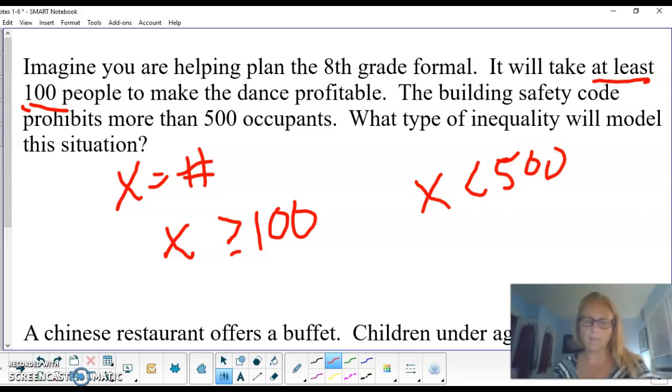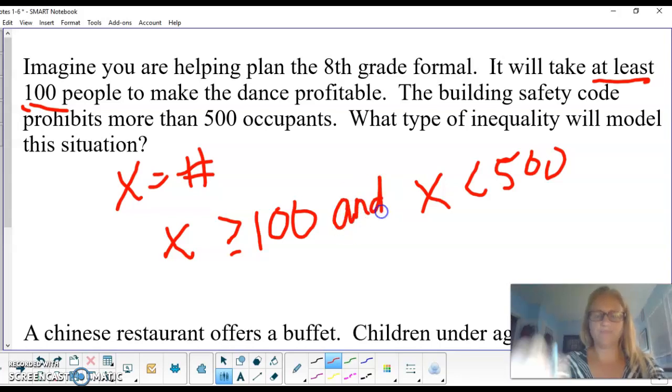Now, we can't stop here because we need more clarification. Because if I would say this is the answer, well, I would say to you, well, then 20 people can go to the dance because it fits in that one. But it also has to fit in both of them. It has to fit in this inequality and this inequality. So in order to signify that, we put the word and in. This becomes our and inequality. An and inequality is when you're trying to find a number that fits both inequalities. We write it like this.